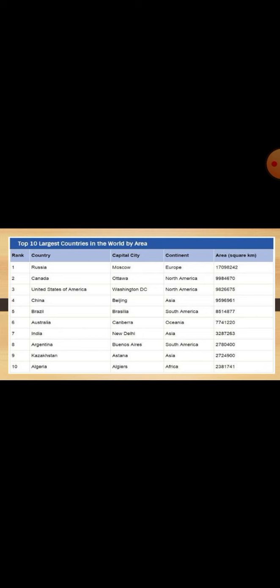India is the 7th largest country in the world. Which is the biggest country in the world, or first largest country? Russia. Second largest country? Canada. Third largest country? United States of America. Fourth largest country? China. Fifth largest country? Brazil. Sixth largest country? Australia. And the 7th largest country? India. So India is the 7th largest country in the world. I am giving you a mnemonic also, RCUC BAI, so you can remember it for a long time.